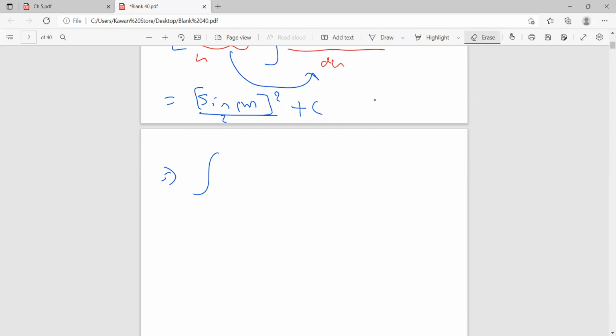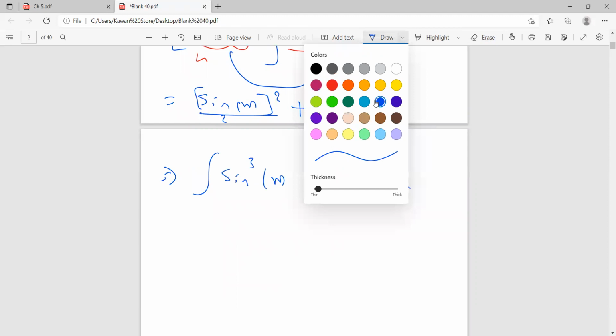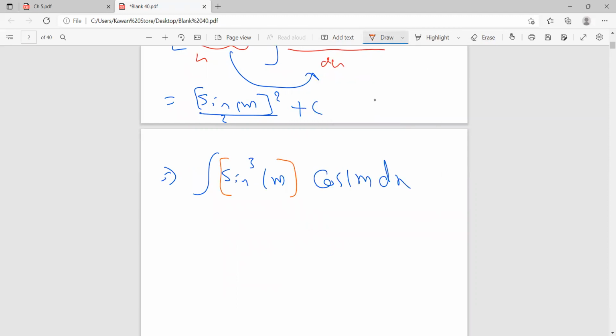For example, again, if I have another example, if I have sine cube of x, cosine of x, dx, because I have a rule in my mind, I say u du. So I will ignore the exponent and I'm going to say it is equal to what? I say it is equal to sine to the power 4 of x over 4 plus c.